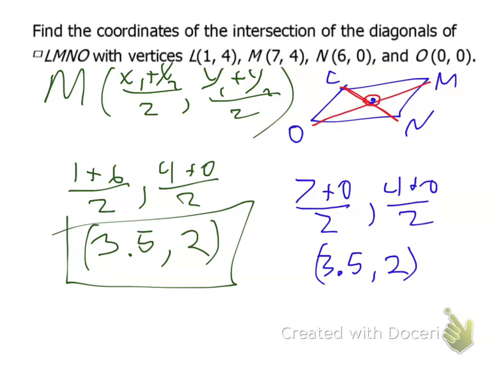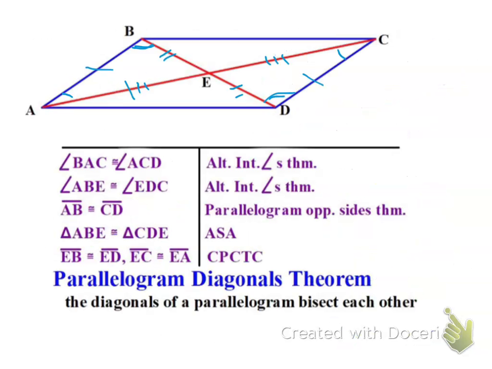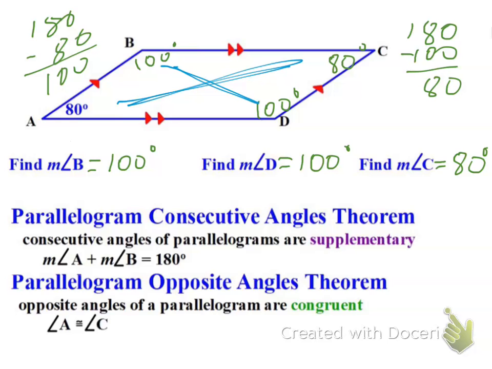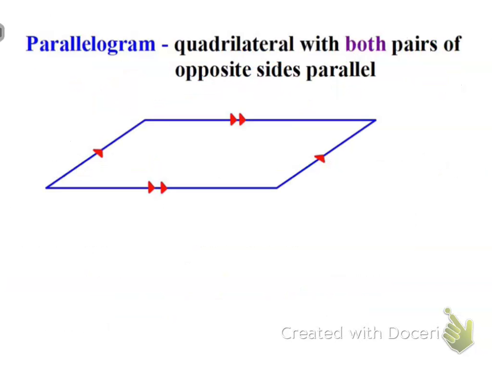All right, so just to recap, the diagonals of a parallelogram will bisect each other. That right there is the midpoint of both diagonals. The opposite sides of a parallelogram are congruent to each other. You may have already known that. That's probably review. The opposite angles are congruent. Consecutive angles are supplementary. All right? Consecutive angles will add up to 180 degrees. And the definition of a parallelogram is that it is a quadrilateral and both pairs of opposite sides are parallel, which makes this all work.